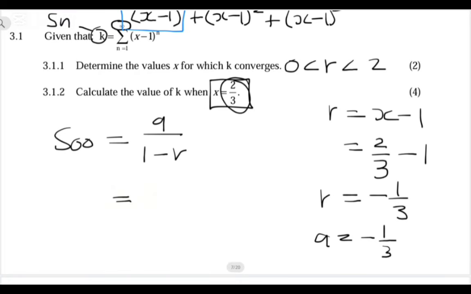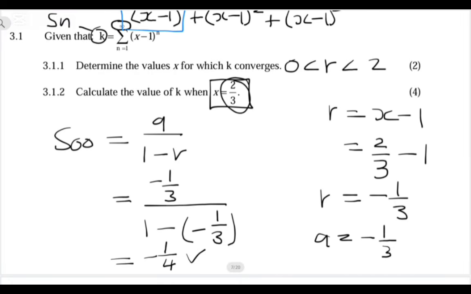With that being said, we find the sum. We have negative 1 over 3 divided by 1 minus (negative 1 over 3). Don't forget the brackets, because it helps you get the correct answer. If you work this out on your calculator, you get negative 1 over 4 as the sum to infinity of this pattern. Remember, the convergent series is the only series we can find the sum to infinity of. The divergent one does not have a sum to infinity, because it does not end. So let's move on to the next question.